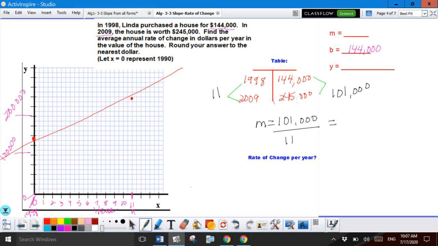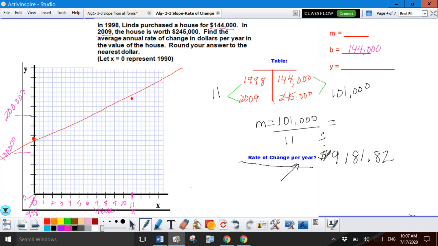Okay, over 11. But remember, this is rate of change, which means I need per year. So I actually want to divide this. So 101,000 divided by 11. That is going to give me, so go ahead and divide those, 9181 point, and I'm going to round, 82.